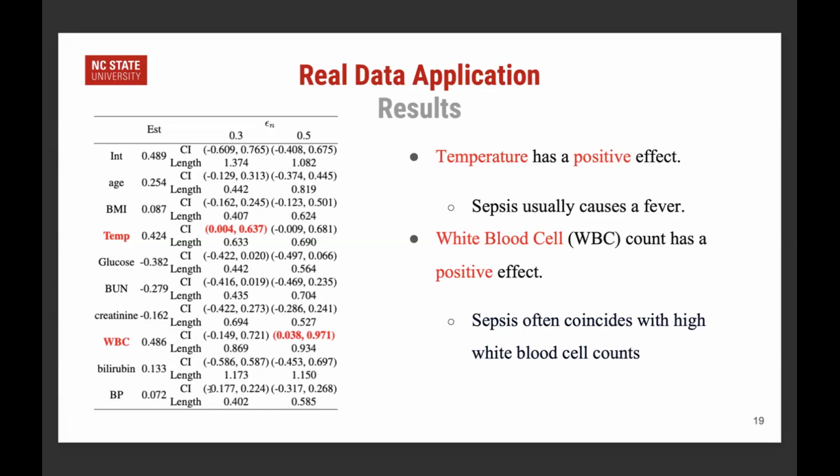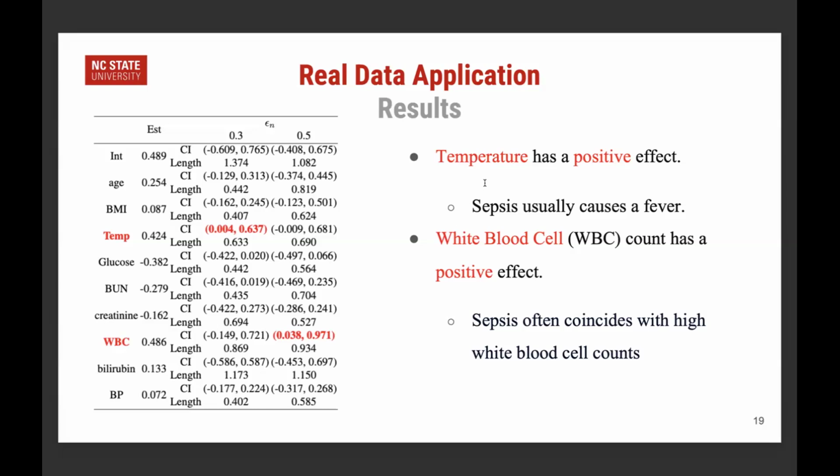Similarly, here, first we conduct sensitivity analysis across various epsilon values, and then we identify 0.3 and 0.5 as the local minimum values in confidence interval length for most variables tested. Therefore, we choose epsilon values equal to 0.3 and 0.5. Based on these two epsilon values, we have two findings.